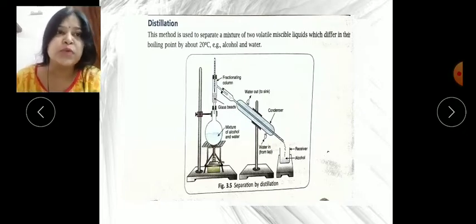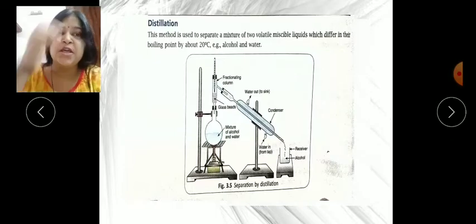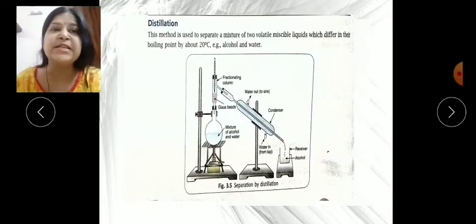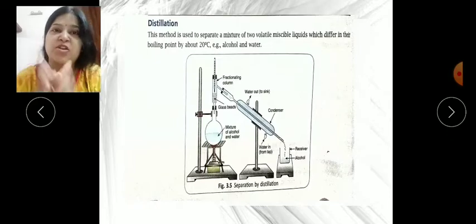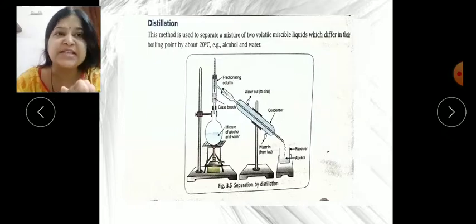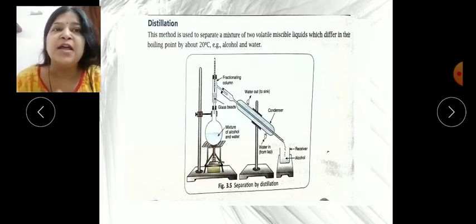Today I am going to explain the distillation process. As you can see in the picture, you should remember that it is a combination of the evaporation process and the condensation process. In other words, evaporation plus condensation is equal to distillation. What is the principle behind distillation? Through this method, we can separate mixtures based on their different boiling points.